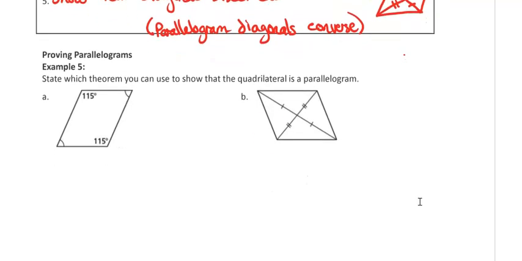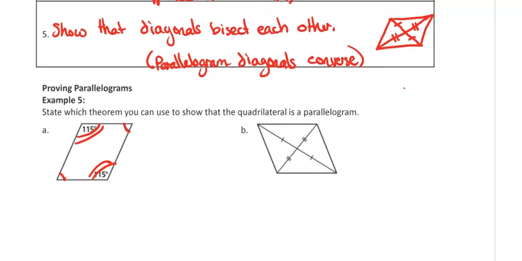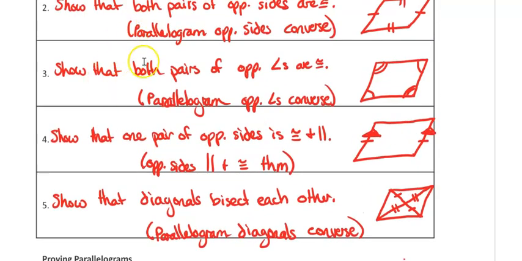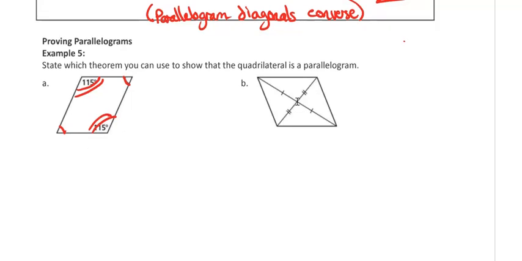All right, so like on this parallelogram, I see that you have a pair of opposite angles are congruent, and the other pair of opposite angles are congruent, because they're both 115. So that's showing that both pairs of opposite angles are congruent. So the theorem that I would use is the parallelogram opposite angles converse.